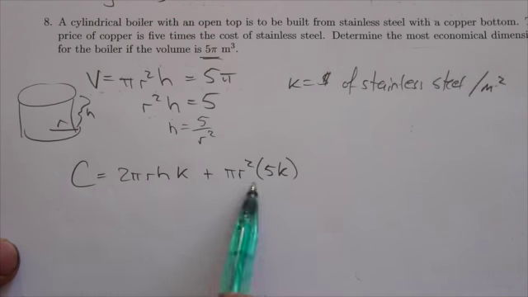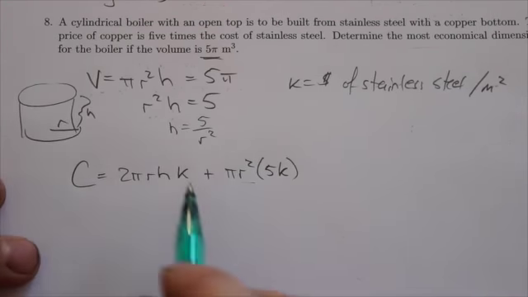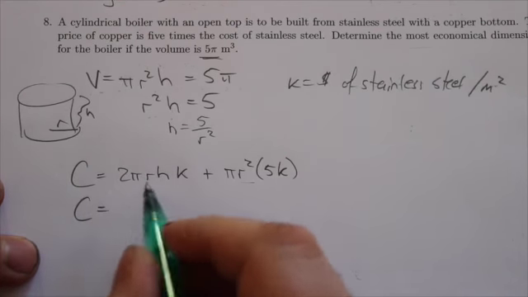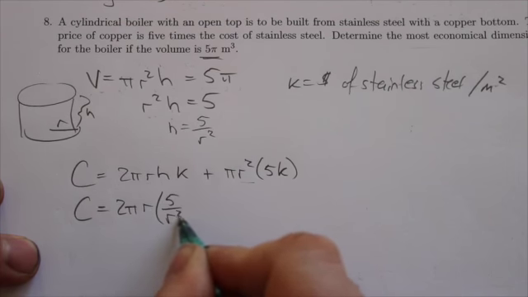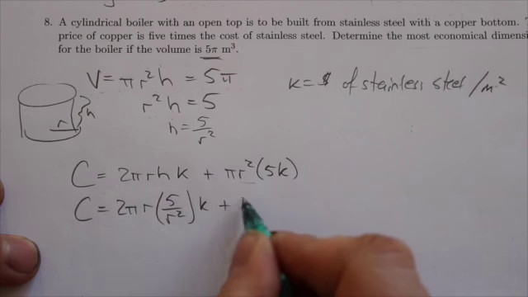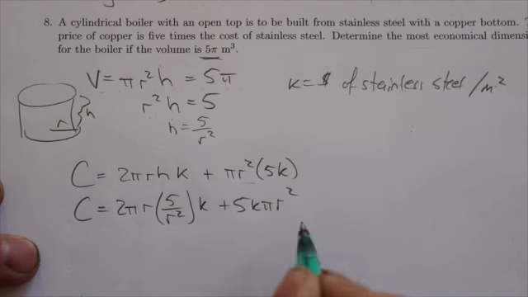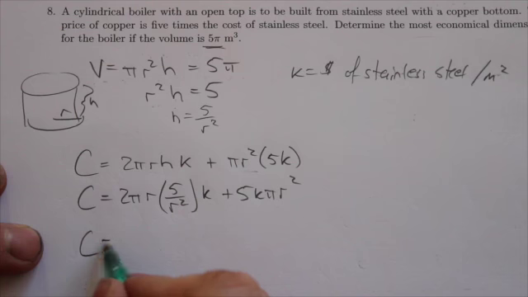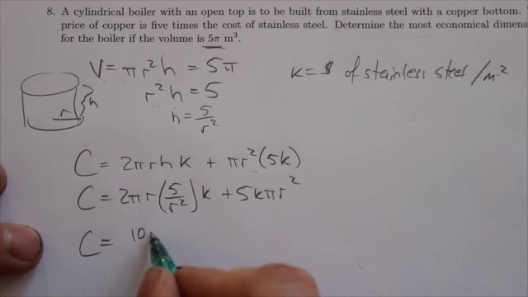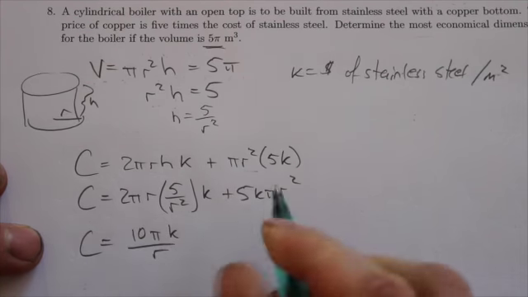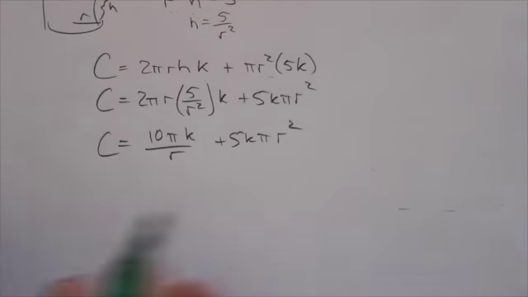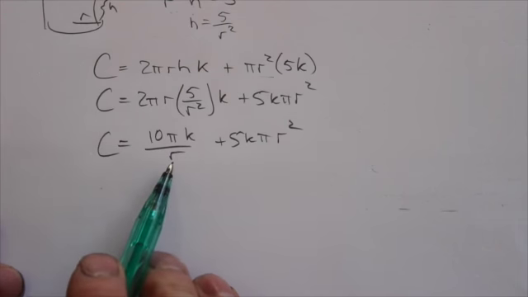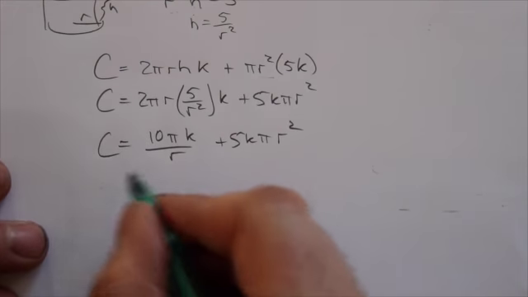Now I am going to take the derivative of this in a moment. Remember, k is a constant here, but r and h are both variables, and I do have this means of replacing the h. So the cost is going to be 2 pi r times 5 over r squared times k, plus 5k pi r squared. We'll just put the variable at the back here. When I simplify this, my cost is 10 pi k over r plus 5k pi r squared. Now I've got cost in terms of just that single variable r. Again, remember, k is a constant.